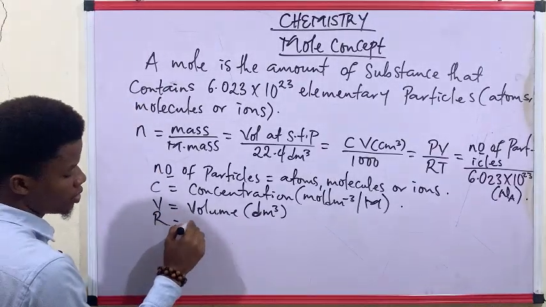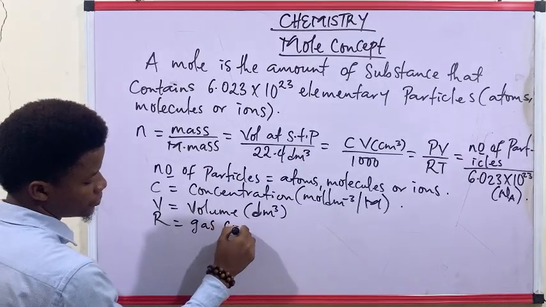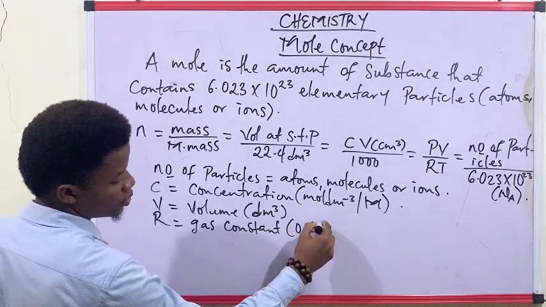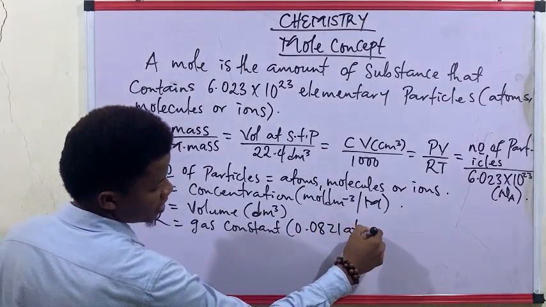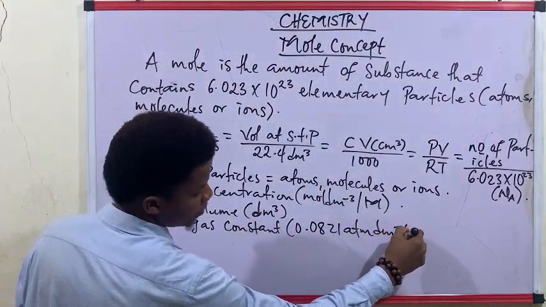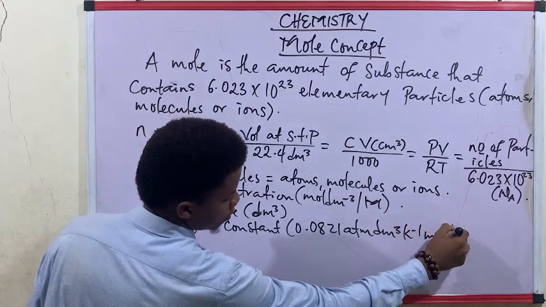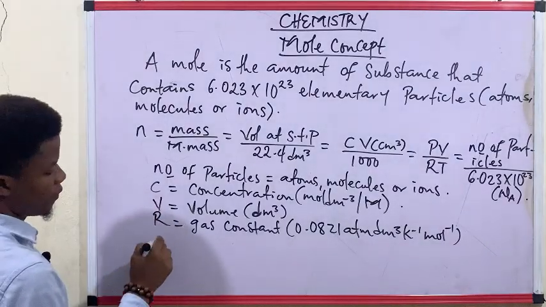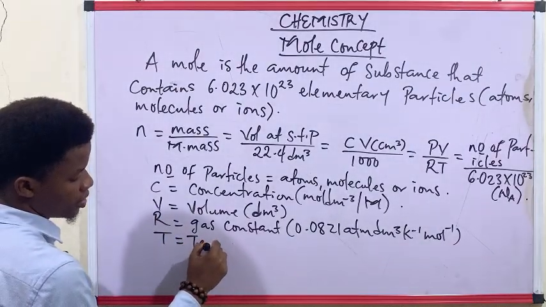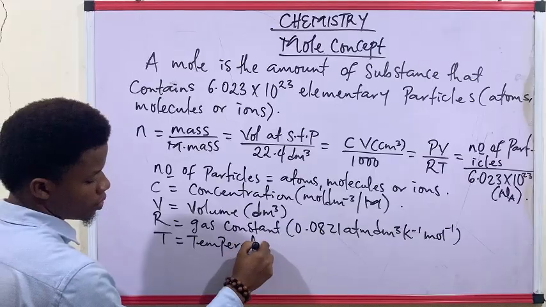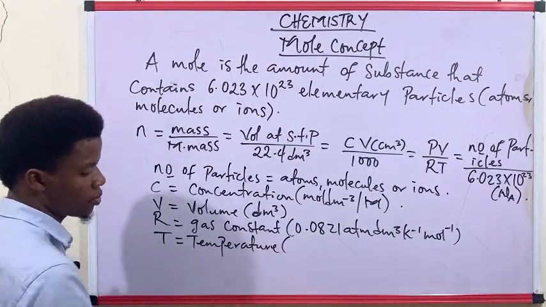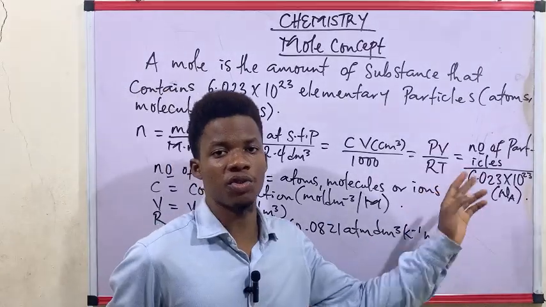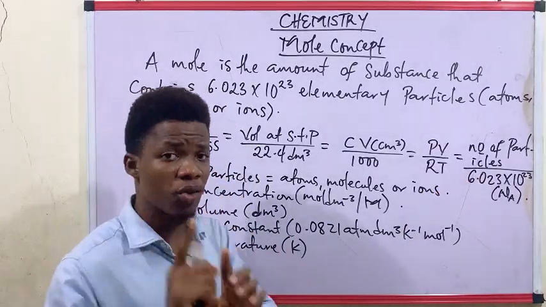Then R is our gas constant, and the value is 0.0821 atm dm cube per Kelvin per mole. Then we also have T, our temperature. The unit for our temperature is Kelvin. So it therefore means anytime we are given temperature in degrees Celsius, we need to convert to Kelvin.